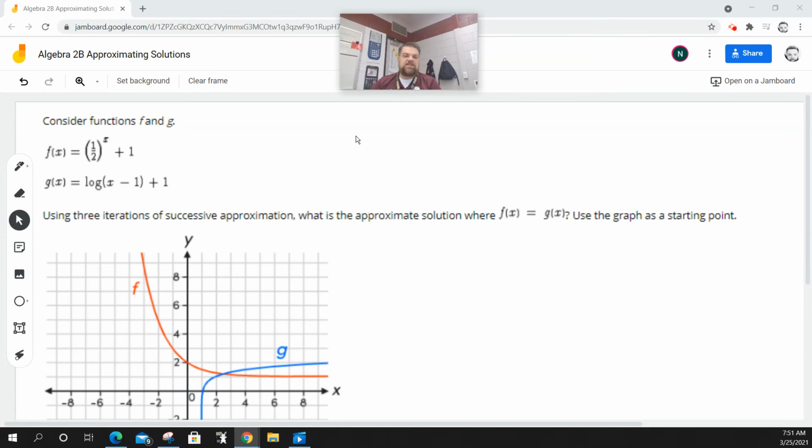All right, so it says consider the functions f and g, and f of x is 1/2 raised to the x plus 1, and g of x is log of x minus 1 plus 1. So it says after 3 successful iterations, figure out what the answer is, or the approximate solution.